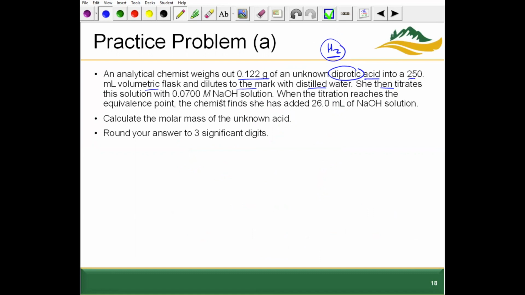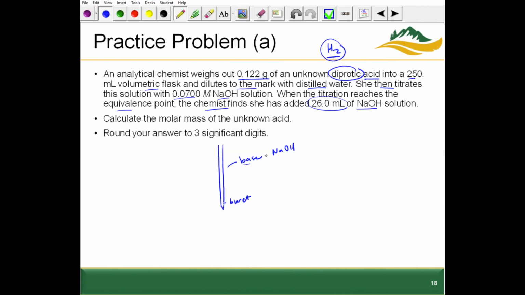The chemist then titrates the solution with this molar concentration of sodium hydroxide. When the titration reaches the equivalence point, she finds that she's added this many mLs of sodium hydroxide. I like to visualize what's happening.